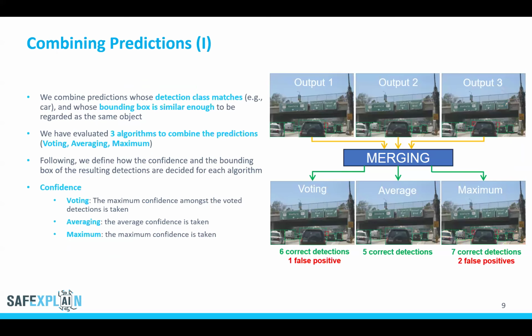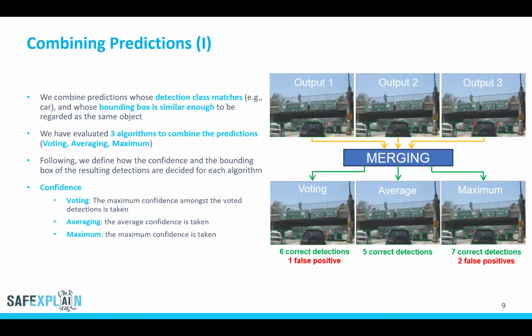Then we combine those predictions that have the same class. So we're combining cars with cars, not cars with persons. And also whose bounding box is more or less similar so that it can be regarded as the same. Then we have evaluated 3 algorithms to merge these predictions, which we have named voting, averaging, and maximum. And now I will briefly define what we do with each of these algorithms.